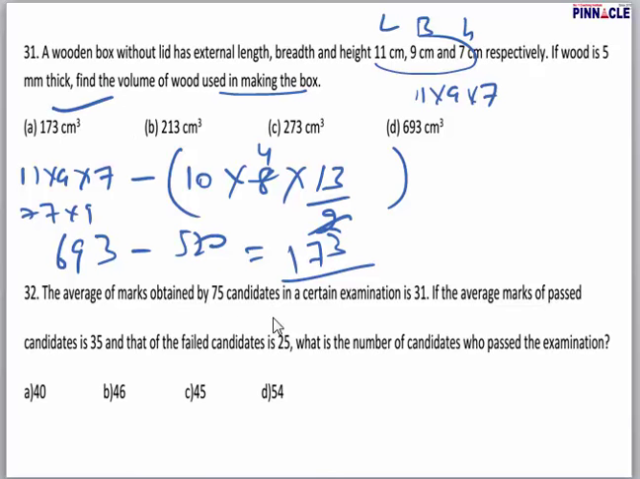Average of marks obtained by 75 candidates in a certain examination is 31. If the average marks of passed candidates is 35 and that of the failed candidates is 25, what is the number of candidates who passed the examination? Such kind of question you can solve through the allegation technique.